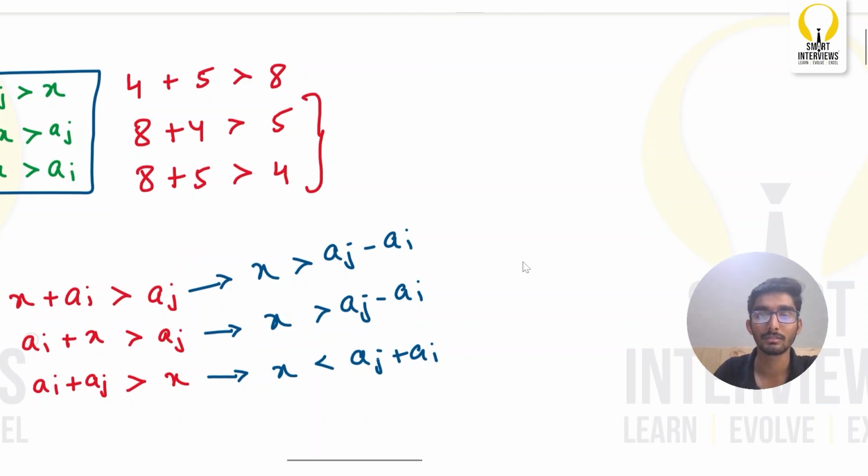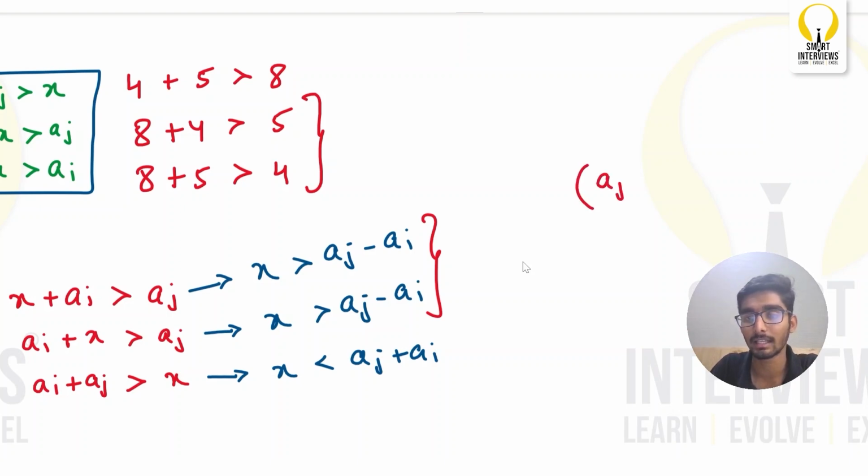So from this, what can we say about the range of x? That we can pick the value. x has to be, these two are same, right? x has to be greater than aj minus ai. And from this, we can say that x has to be less than aj plus ai. So it has to be greater than aj minus ai, and less than aj plus ai, right?